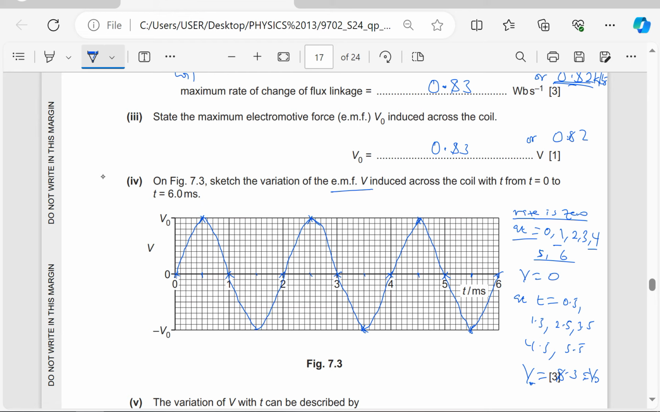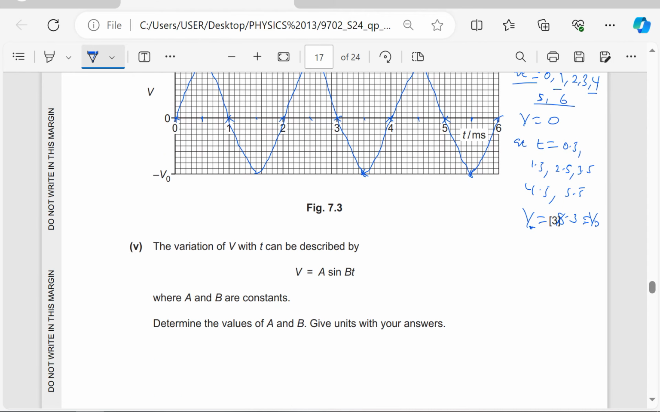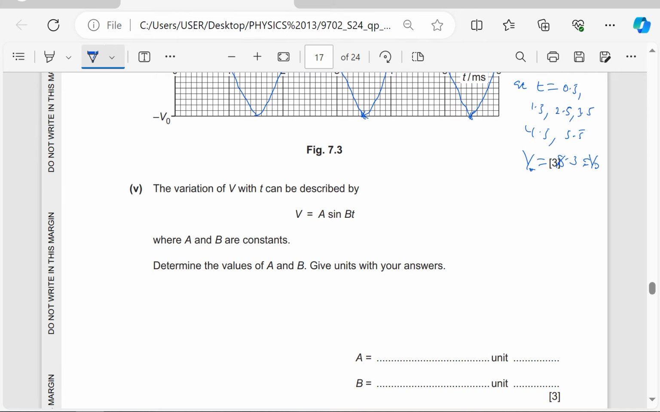Okay, so that would be the graph roughly. Then the variation of V with T can be described by V equals S sine BT. So I compare this with V equals V naught sine omega T. That is the general equation. Determine values of A and B. Give units with your answers.